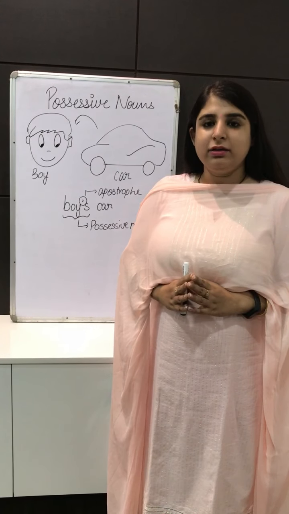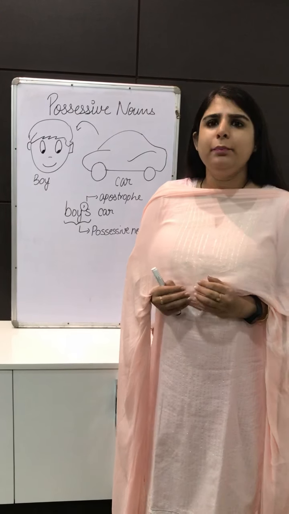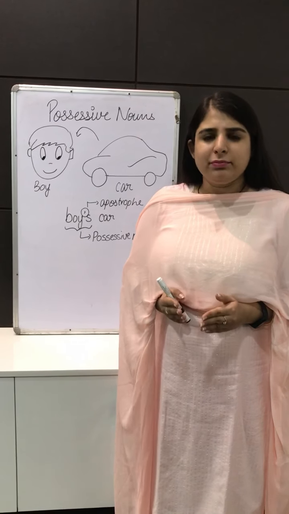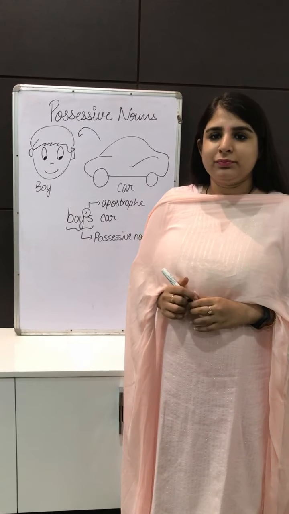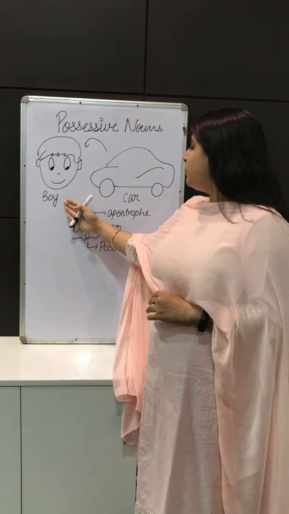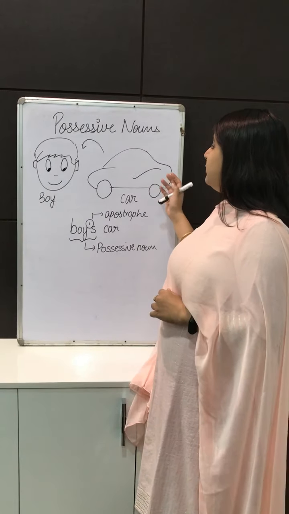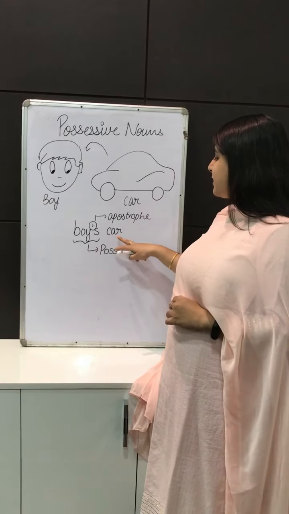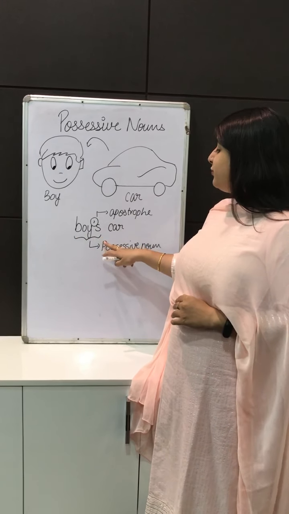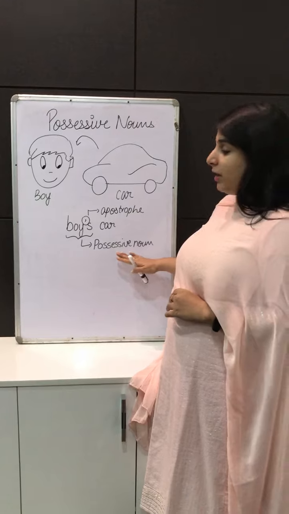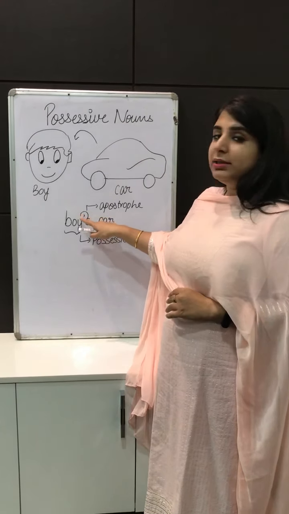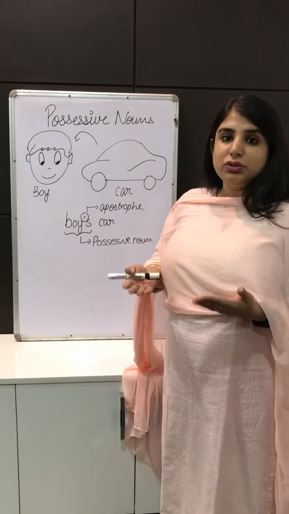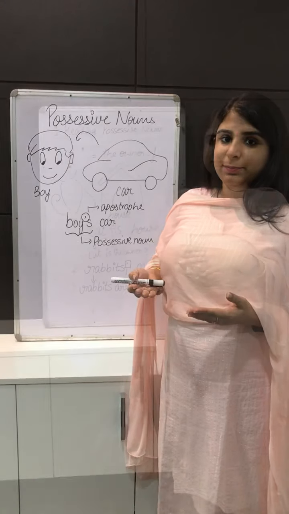Now, let us understand what a possessive noun is. A possessive noun shows ownership or possession. It tells that something belongs to someone. Now look at this picture. Here is a boy and a car. This car belongs to the boy. We have written it as boy's car. This boy apostrophe s is a possessive noun, and this special symbol that you see here is called an apostrophe. This symbol is used to denote ownership or possession.